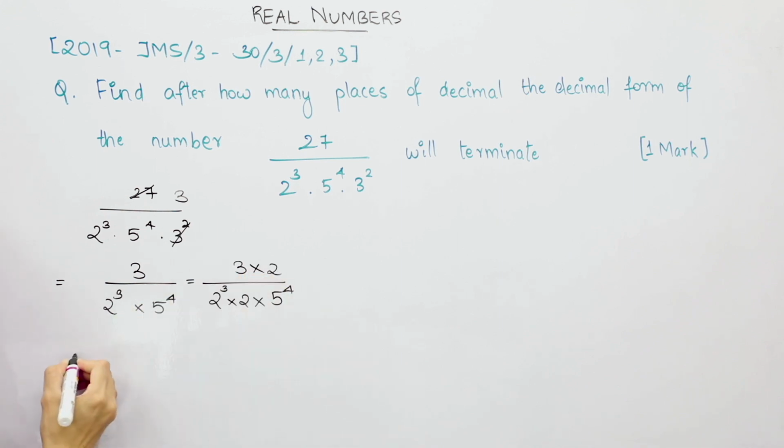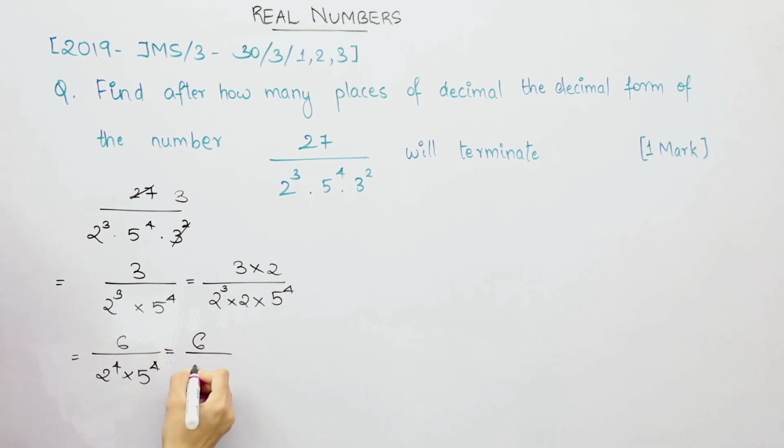So, this becomes 6 by 2 raised to 4 into 5 raised to 4. So, this can be written as 6 by 10 raised to 4. So, you have 4 tens in the denominator. Therefore, the number of decimal places will be equal to 4.